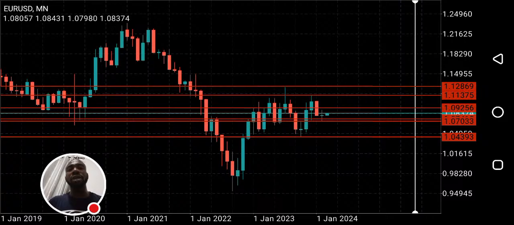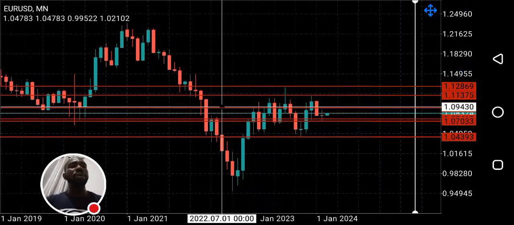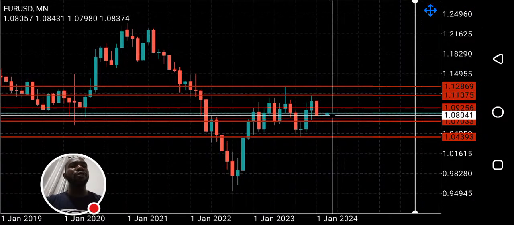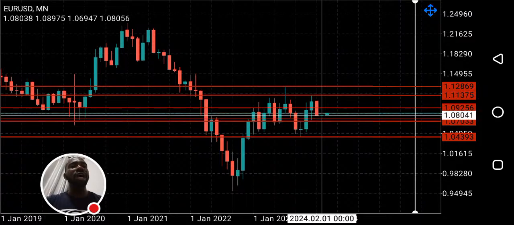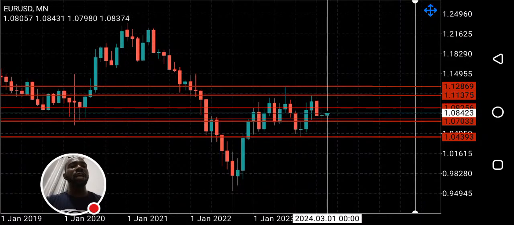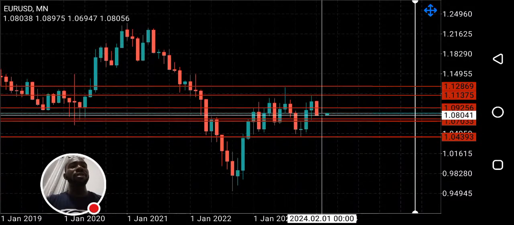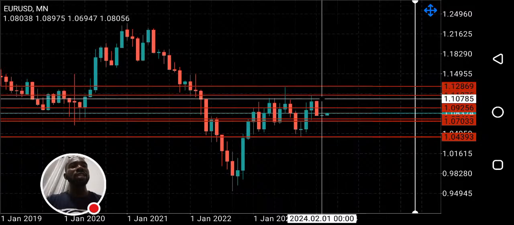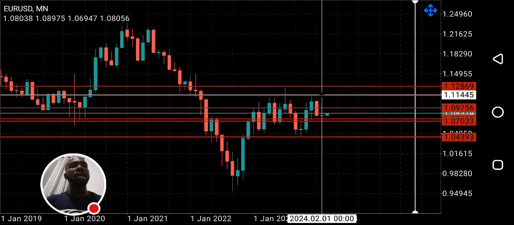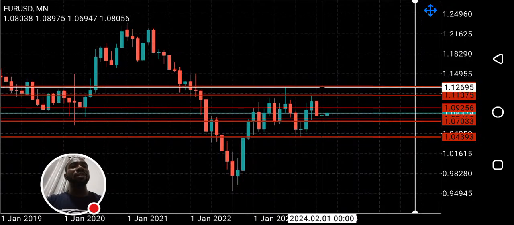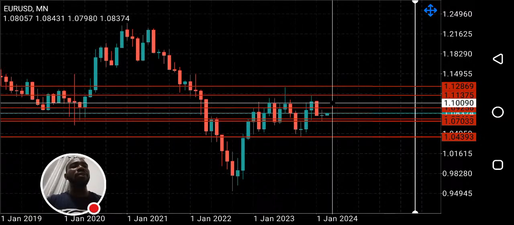So if our bias is bullish, then we should aim for buy side liquidity, which will be this high. First will be the high of this wick candle. That will be the first target. Then the next will be the high of the monthly candle, and then this one. Those are areas of liquidity.